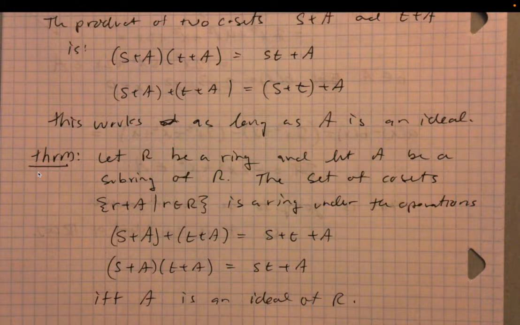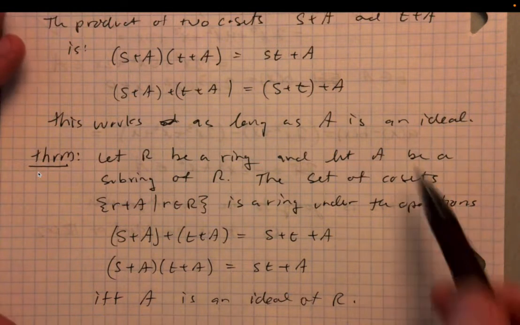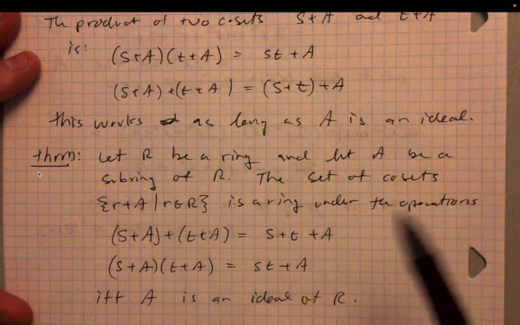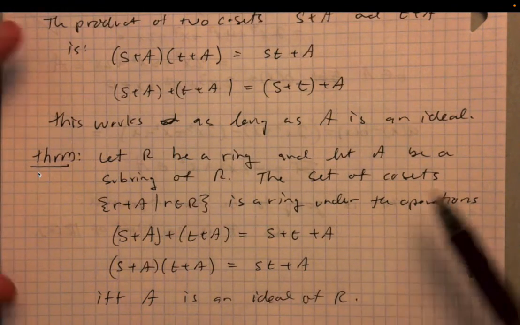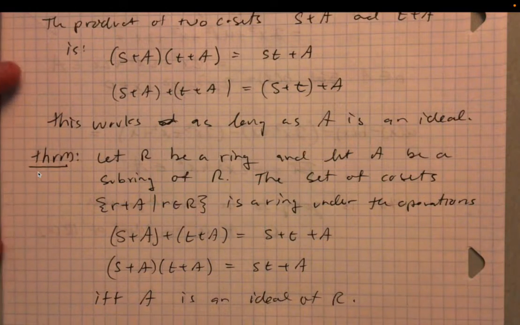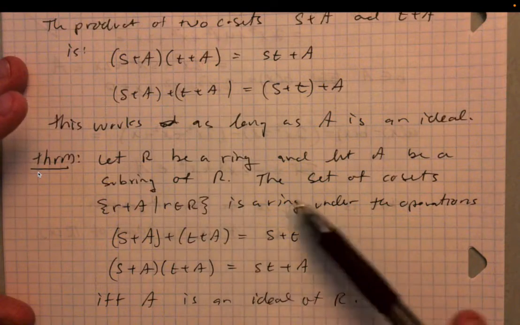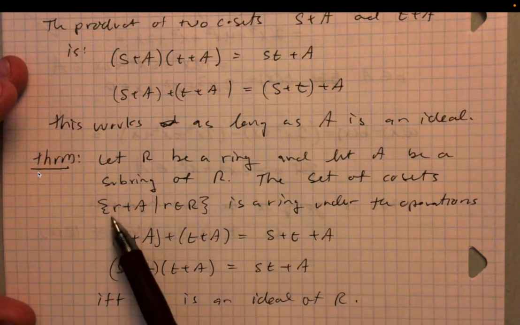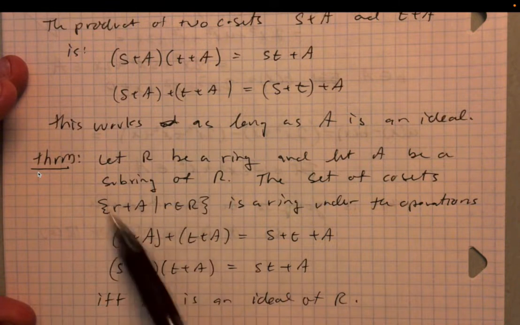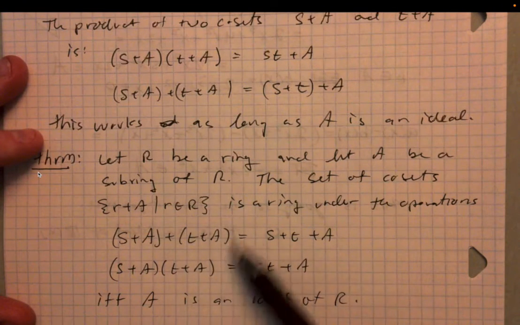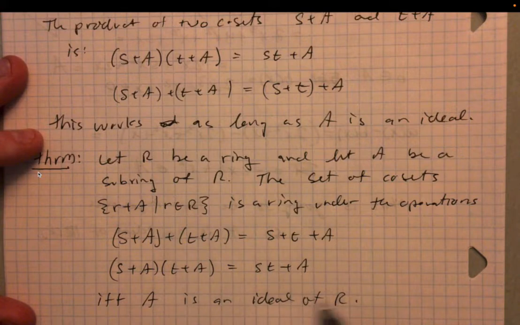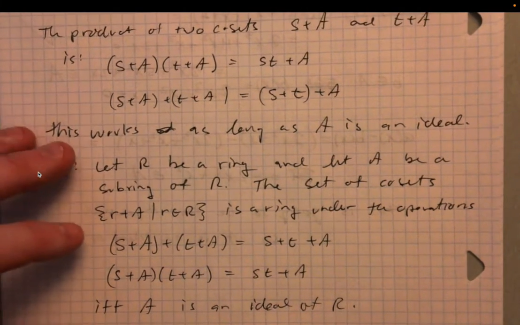All right, so we're going to walk through a proof of this just to get a sense for why this works. This is the big theorem here: basically analogous to the concept of a factor group, but with rings. Let R be a ring and let A be a subring of R. Then the set of cosets, R plus A, is going to be a ring under these operations, and that's true if and only if A happens to be an ideal. It's a special kind of subring. Let's go ahead and prove that.